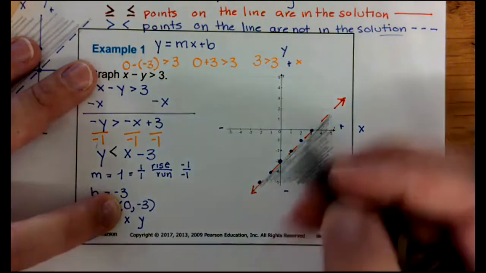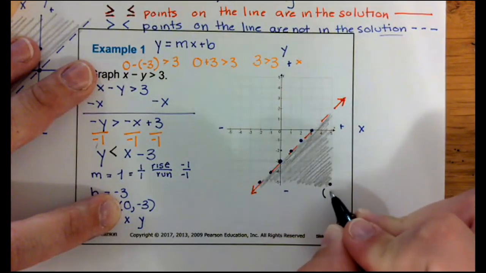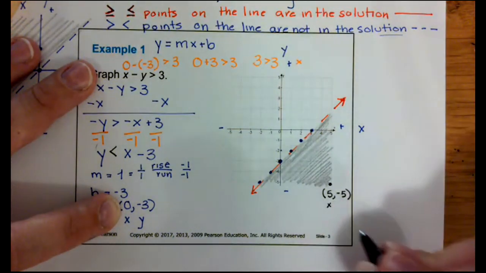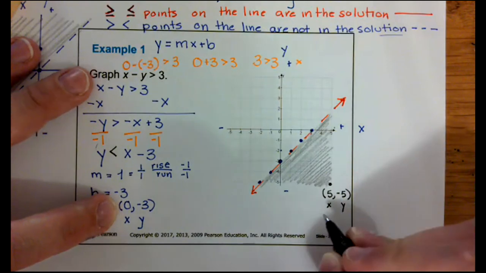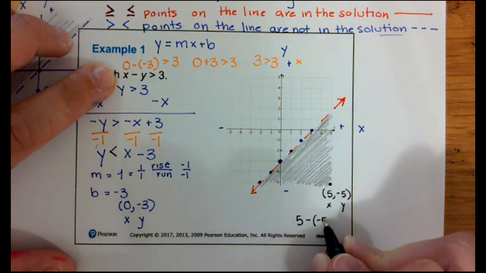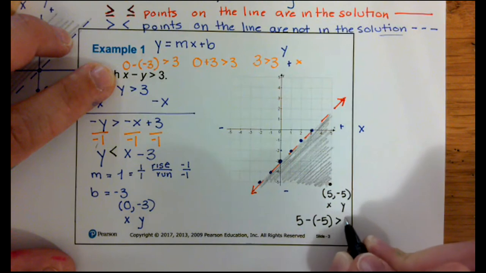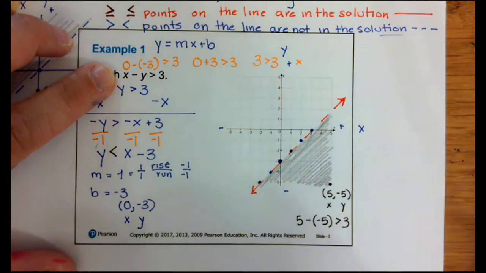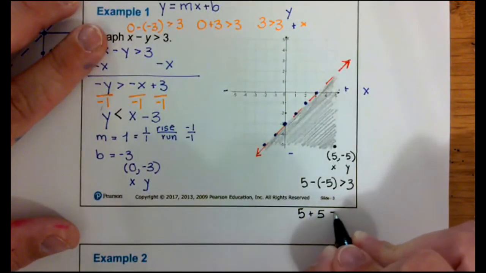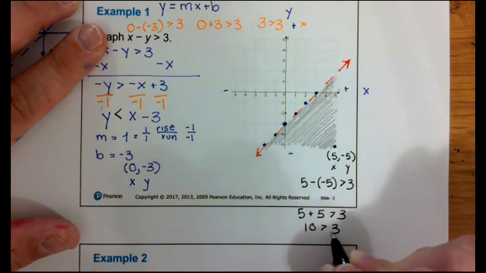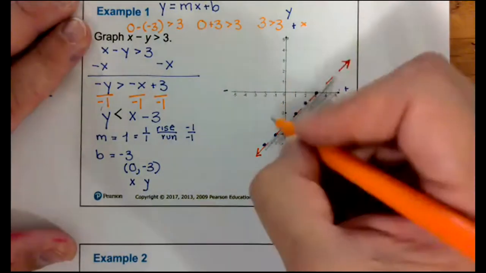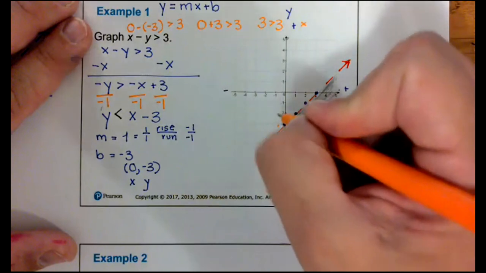Let's try (5, -5). That should be part of the solution set. So x is 5, y is -5. It was 5 minus -5 is greater than 3. Minus a negative becomes a positive. So that is 5 plus 5 is greater than 3. 10 is greater than 3. So that is true. That one was true. This one was false, right?